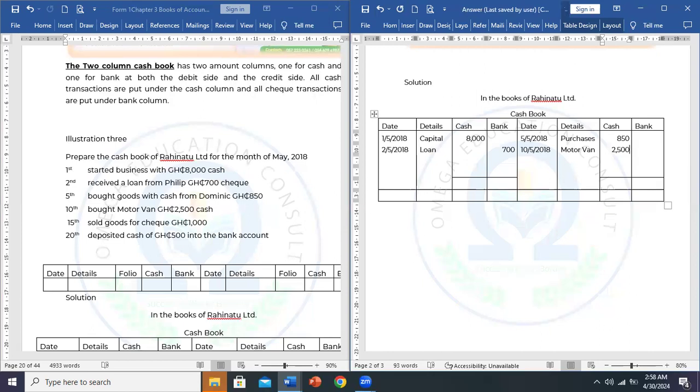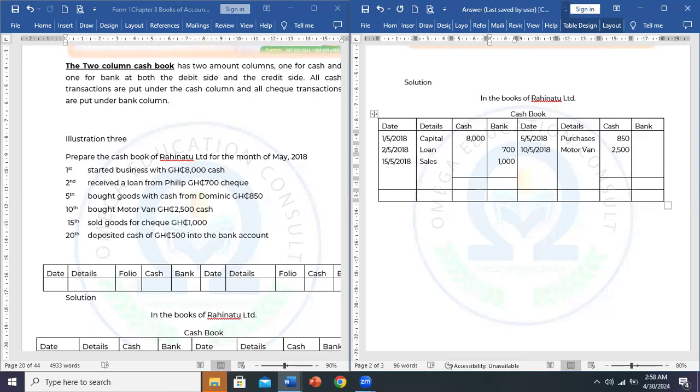Finally, sold goods for check. So we are selling goods and we receive check. That's a receipt, so we debit 15th May 2018, sales. But this time it will go under the bank column because we received our sales in check.